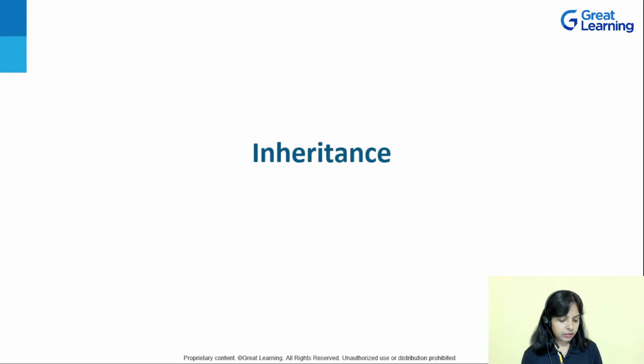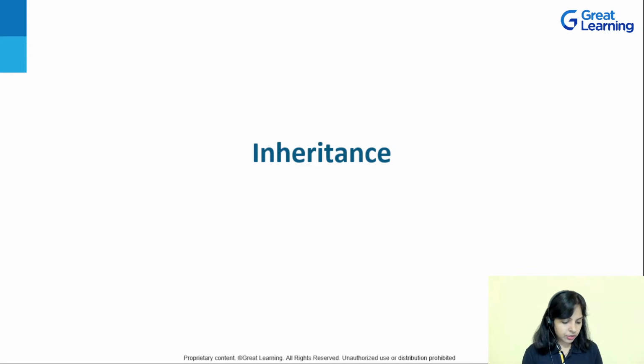Can we make main class private? No. First of all, for any outer class in Java, we cannot have private access modifier. Private access modifier is not applicable for outer classes, only for inner classes. And main class is an outer class, so we cannot.